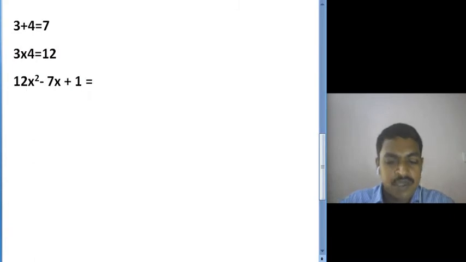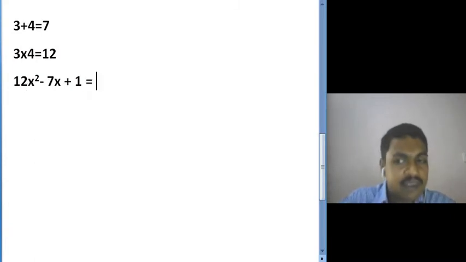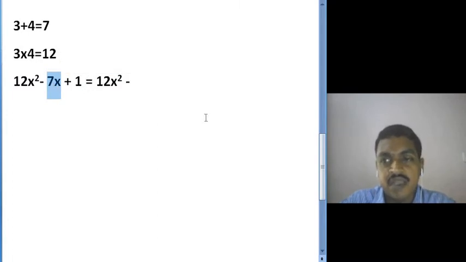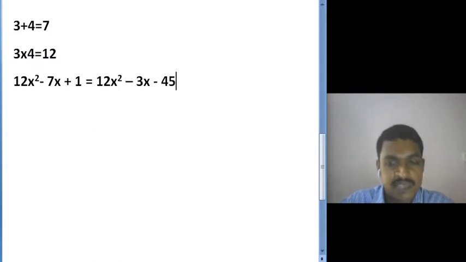So what you do next is just simply write down the same thing. So that is 12x square minus, you got the 7x here, but instead of writing minus 7x, we are going to split your 7x into numbers of 3 and 4. So you will write that minus 3x minus 4x. So this is actually what we mean by splitting the middle term.